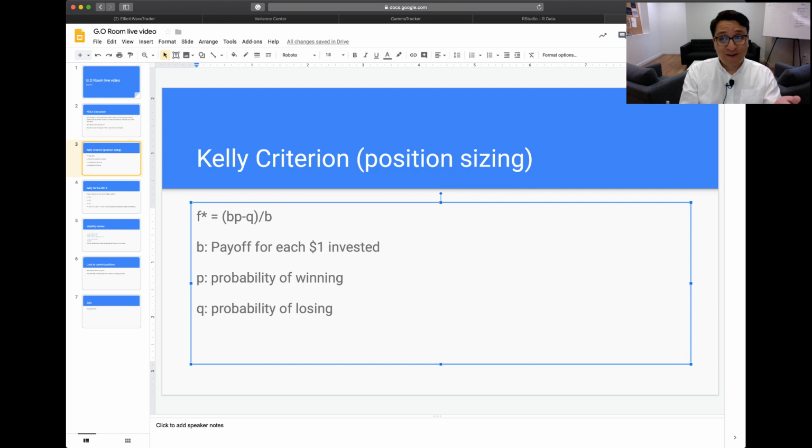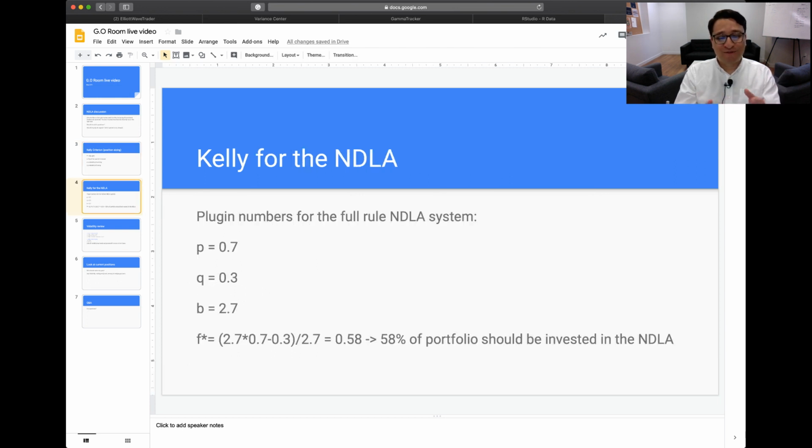This is actually used in real life. This is used at professional outfits. And I'm not going to leave it there. I'm going to use it for the NDLA. Okay? So let's plug some numbers from the NDLA here about what Kelly says.